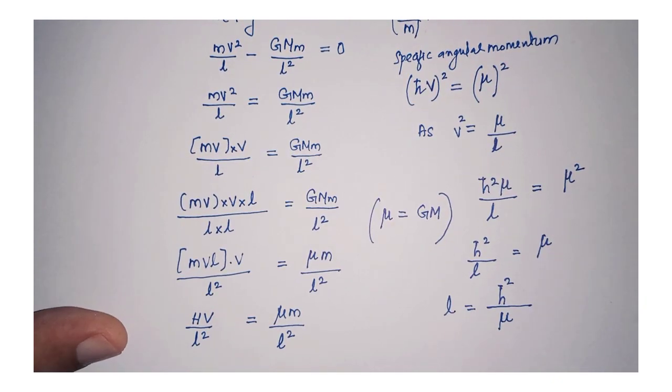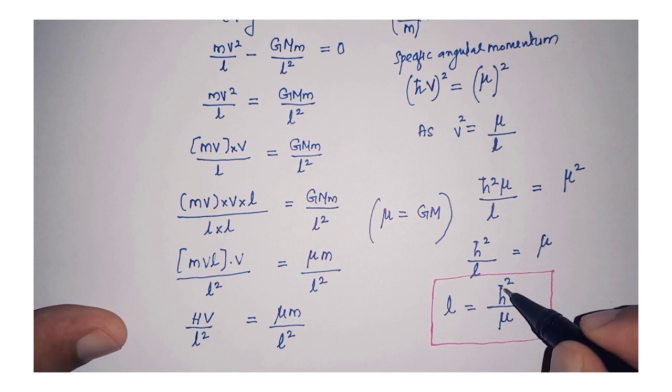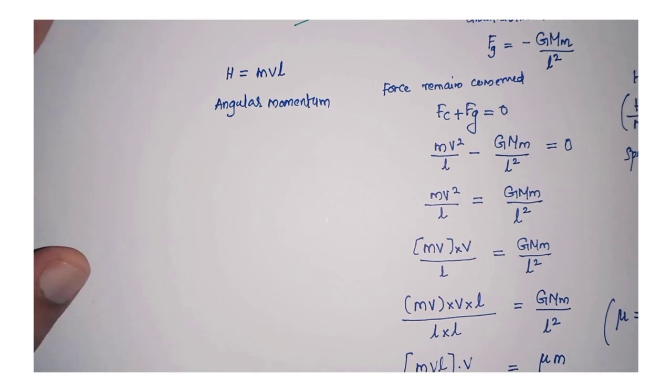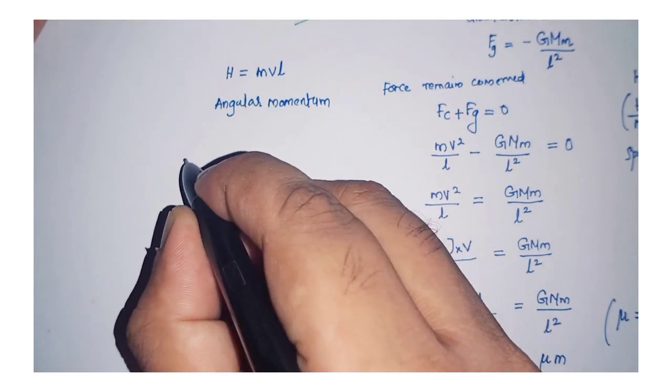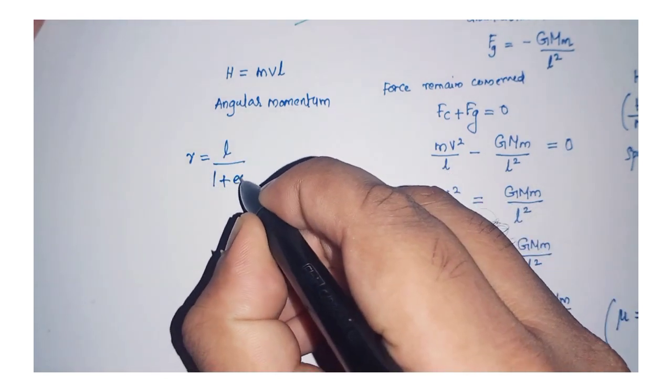This is an important relationship that you should keep in mind, because this equation plays a very important role in the case of an orbiting body. The semi-latus rectum is a function of h square, that is angular momentum, or h cap square, divided by mu, which is the gravitational parameter. Now again, you can make some modification here. L is h cap square divided by mu. If you recall our previous work, R is equal to L divided by 1 plus e cos theta, if you remember.